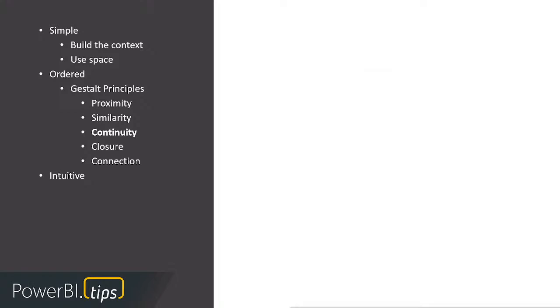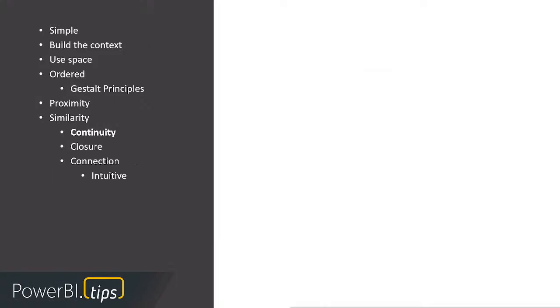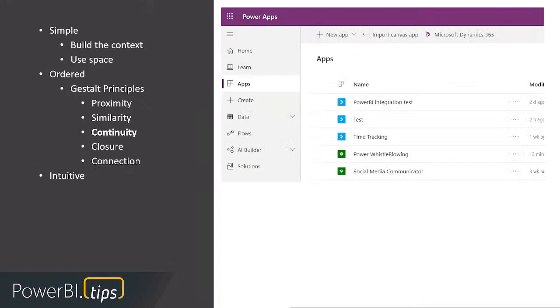Then there is a third principle, continuity. If you look at the left side, on this navigation pane, you immediately know what it's all about. So I won't change any information. I'll just change the order, and immediately the information that you get from looking at the screen will be different. So the continuity rule says that elements which are ordered in a line or a curve seem to be connected.